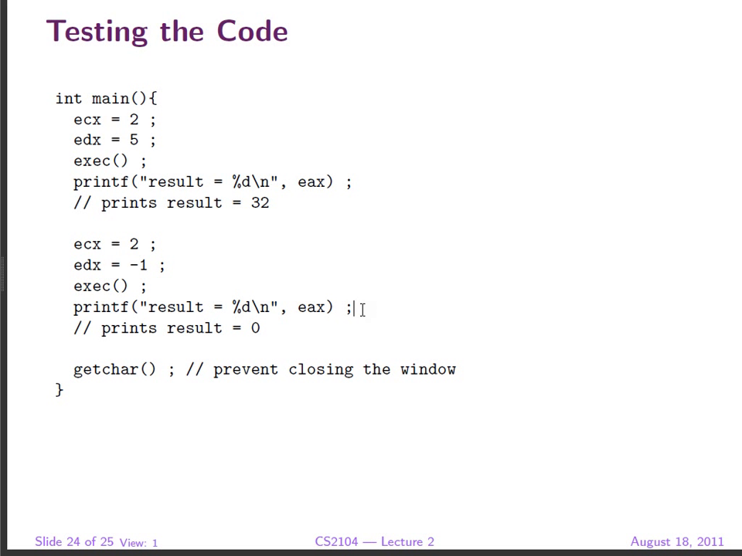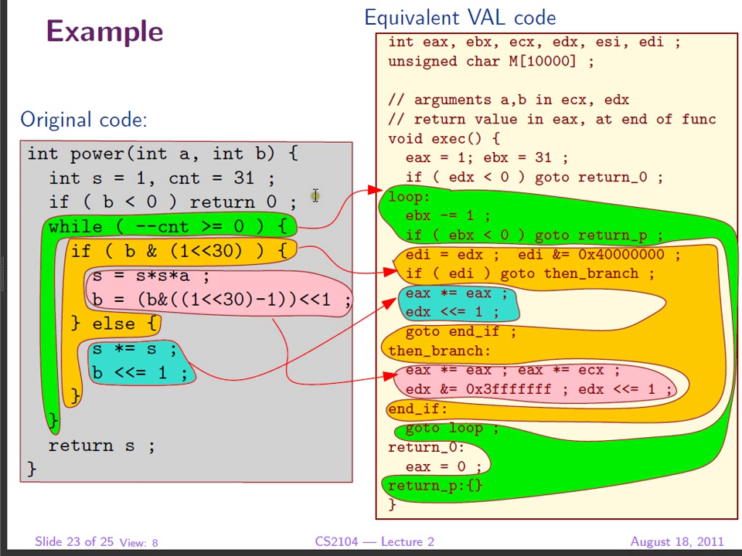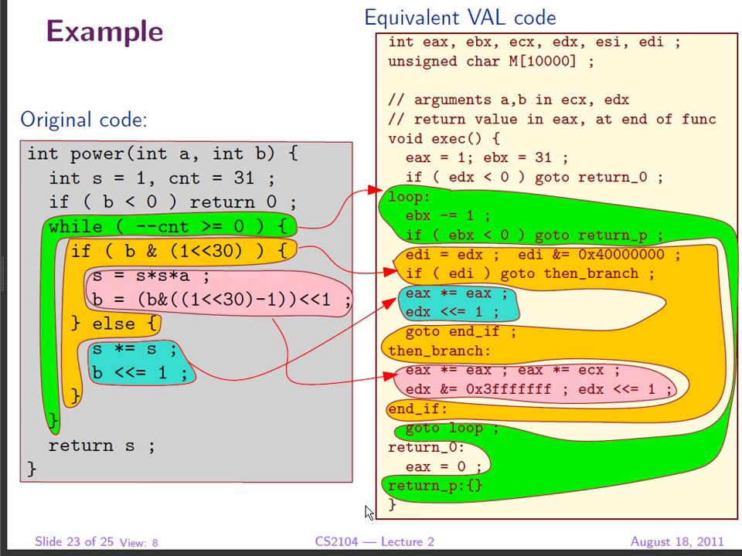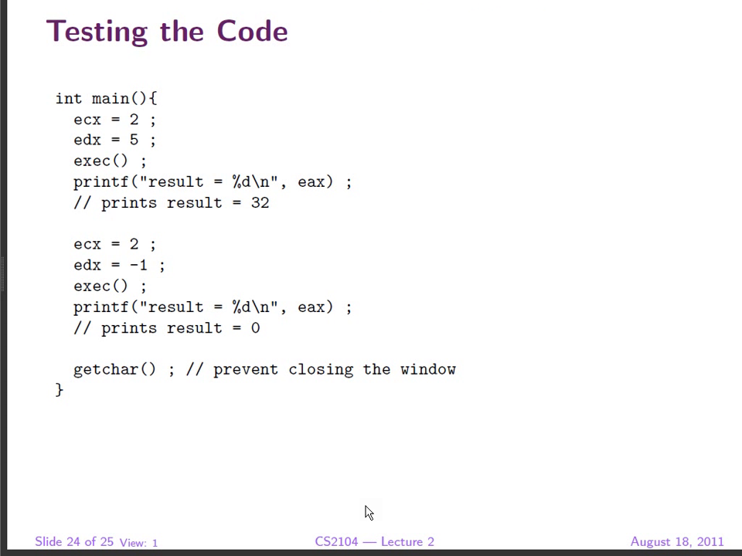It's not really part of your answer. If in an exam question you are asked to translate from power to val, all you need to give me is this. The main is not part of the answer. But of course, when you solve your homework, you will want to find out whether your code works. And when I mark, it will be easier if you provide me with your main function so I can verify that your code works correctly. And in your main function, you can write any kind of code that exhaustively tests your exec. Just remember, don't put stuff that comes from the power function outside of the exec, because then it will not be a correct answer.